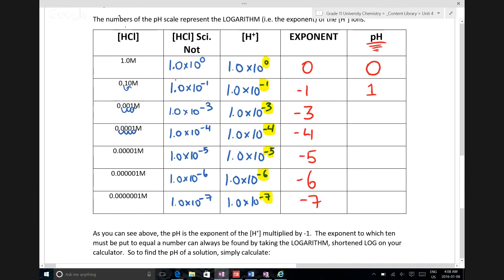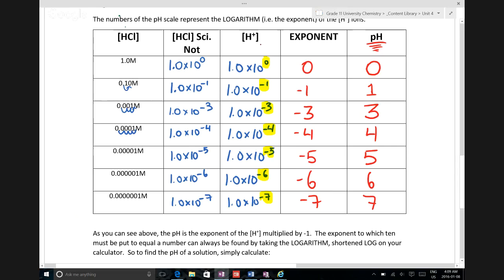And if I took this 1.0 times 10 to the negative 3, this 0.001 molar HCl, it would actually read as having a pH of 3. And this one, 0.00001, which is 1.0 times 10 to the negative 4, it would actually read as having a pH of positive 4. This one would have a reading of 5. This one would have a reading of 6. This one would have a reading of 7. All of which is to say, as we have fewer H+ ions in the water, the pH goes up.